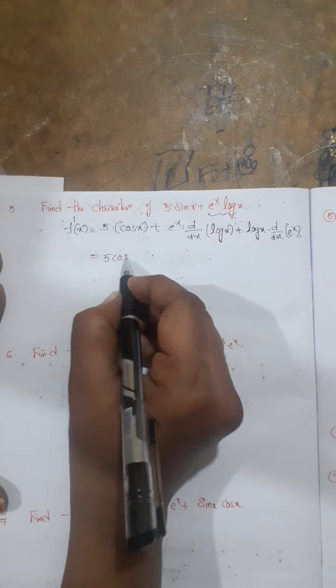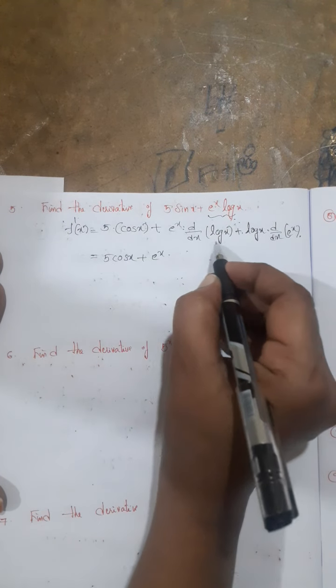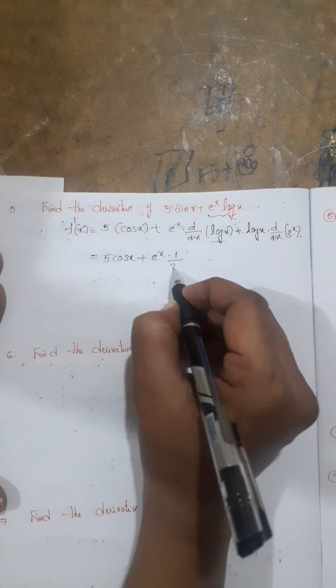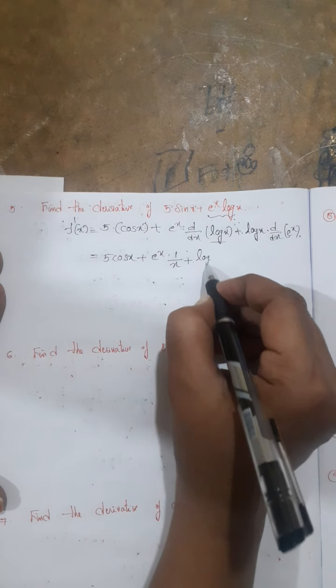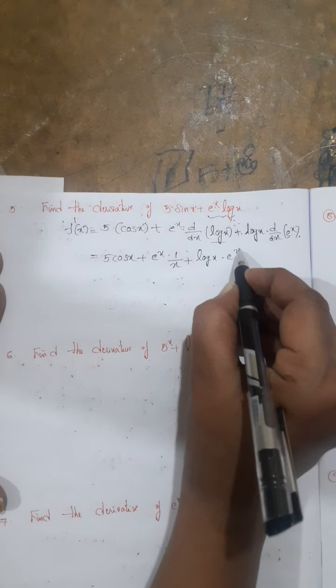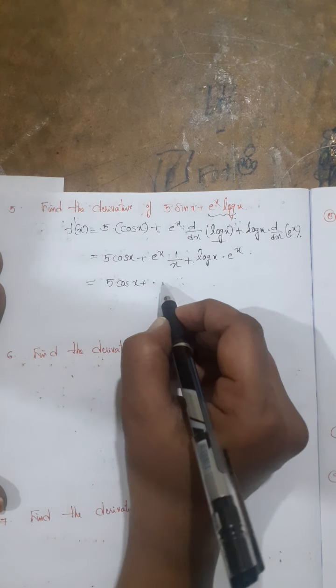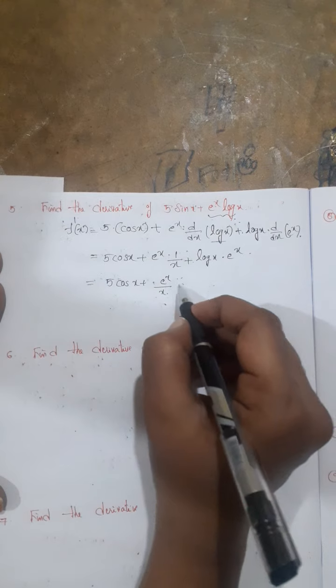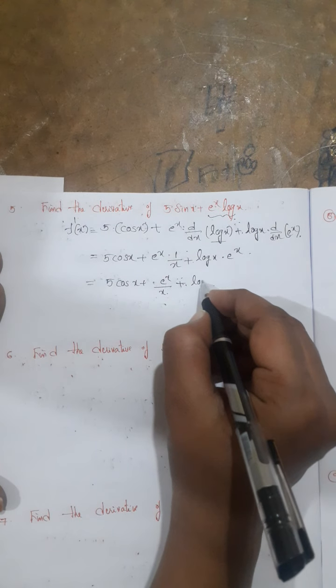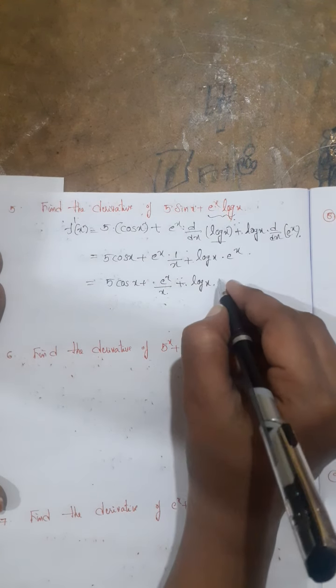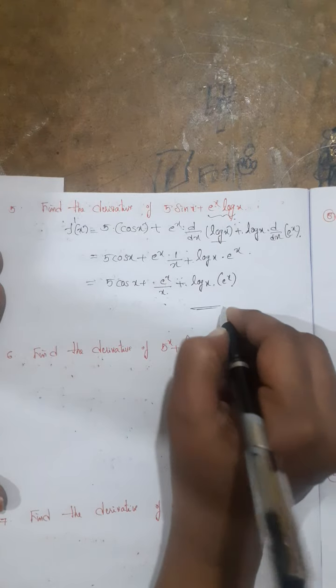So this is 5 cos x plus e to the power of x into log x differentiation is 1 by x, and log x into e to the power of x differentiation is e to the power of x itself. So what is your answer here? 5 cos x plus e to the power of x into 1 by x plus log x into e to the power of x is your answer.